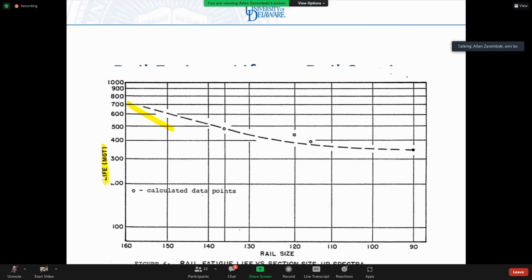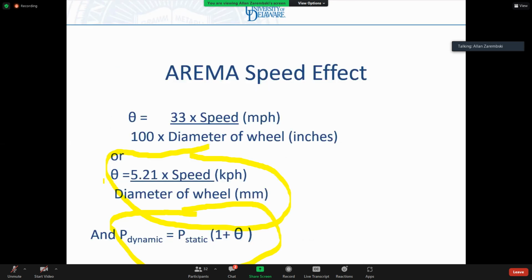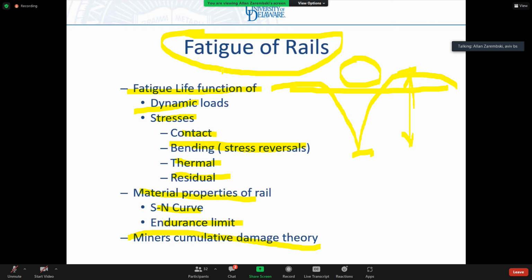Excuse me, Professor, can you hear us? Yes. Can you explain what stress reversals are? Okay, so the moment reversal. And remember, stress is nothing more than MC over I, right? So a stress reversal. Okay, actually, it's a very important question. Let me spend a little bit of time on this, because it's important to understand that concept.